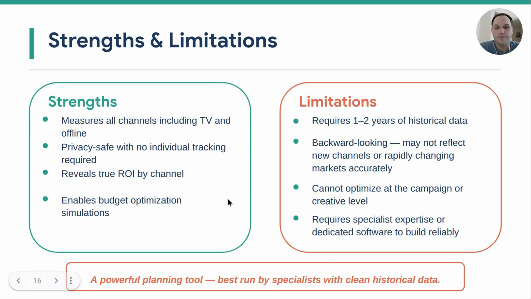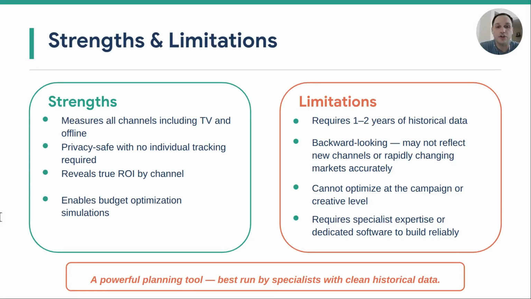Let's be balanced. The strengths of MMM are significant. It measures all channels including TV and offline, which attribution can't do. It's privacy safe with no individual tracking required. It reveals the true ROI of each channel in your mix, including the underperforming ones that would otherwise keep getting budget by default. And the simulation capability makes it directly actionable for budget planning.